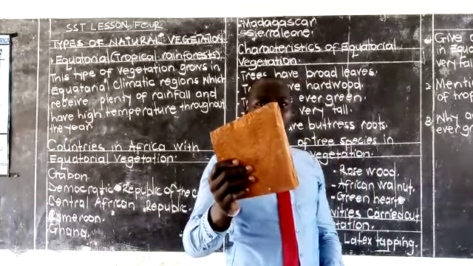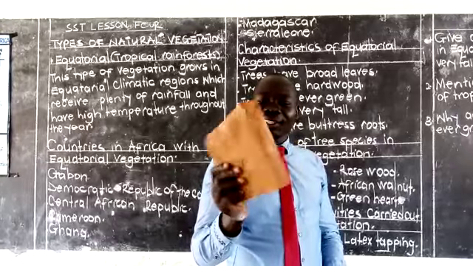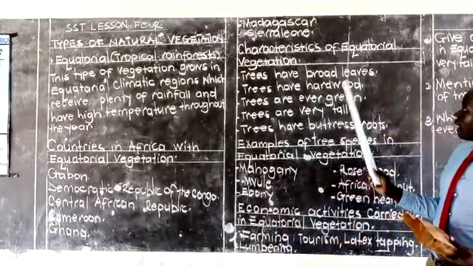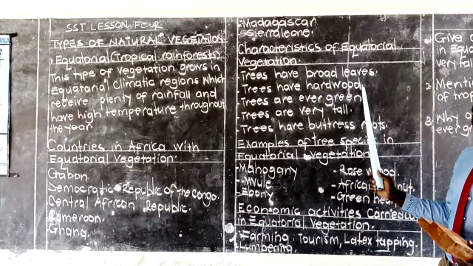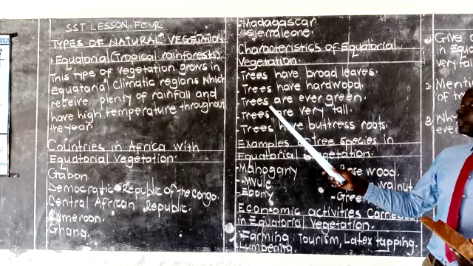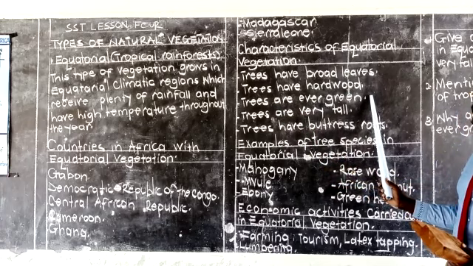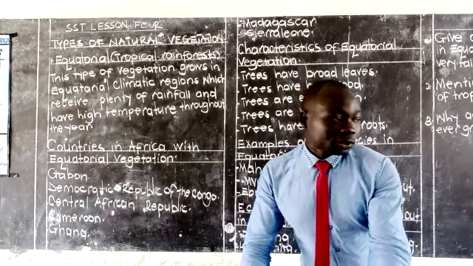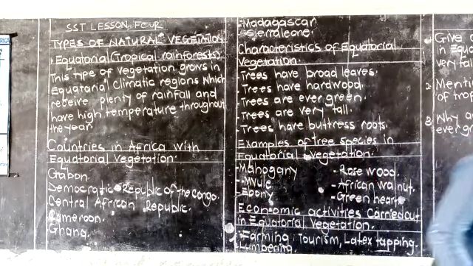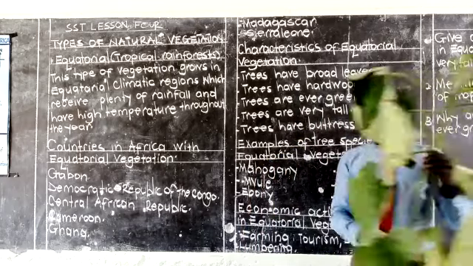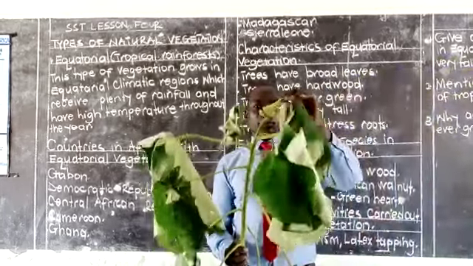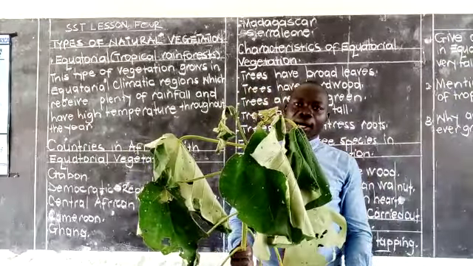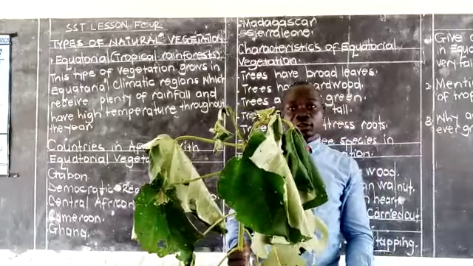We have a wood that is obtained from equatorial vegetation, which is this one. The color is different, you can see. So this is called the hard wood. So we said the trees have hard wood. Then the third characteristic is the trees are evergreen. Trees are evergreen. So let me show you this. You have seen this plant that I'm showing you. This plant is green, and this shows exactly how the trees in equatorial or tropical vegetation look.